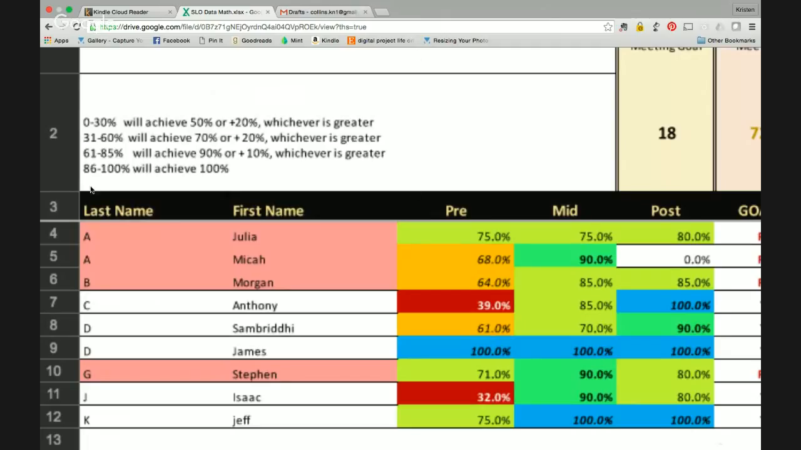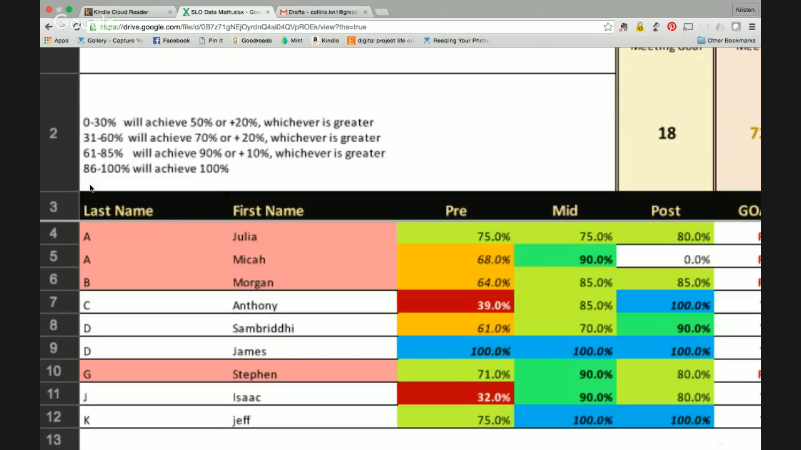So depending on how they performed in the pre-test, I had to get them to a certain level of understanding by the post-test. So if they have no idea what they're doing, 0 to 30%, we want them to achieve a 50% increase, or 20%, whichever is greater, which of course 50% is greater.